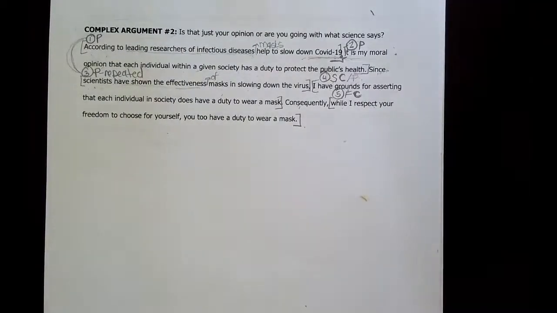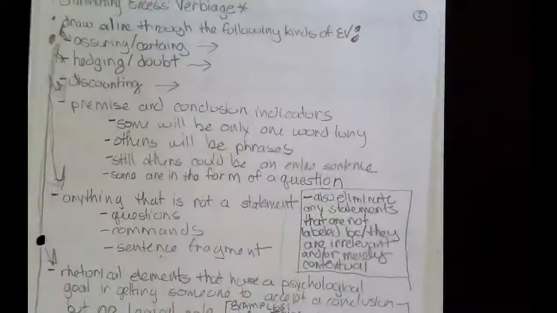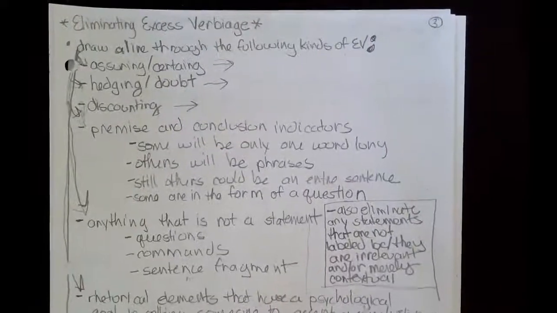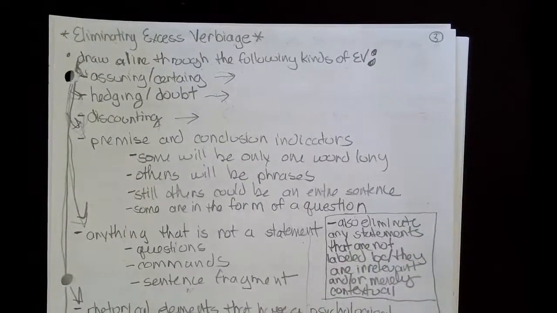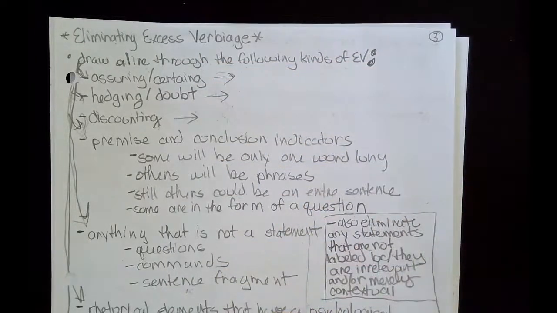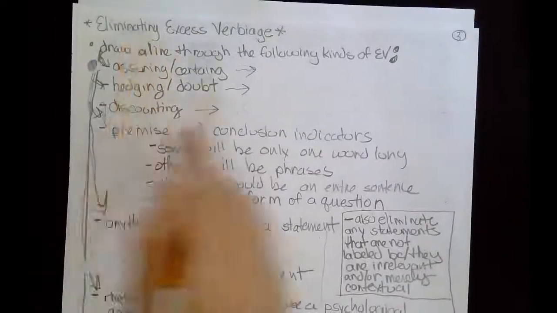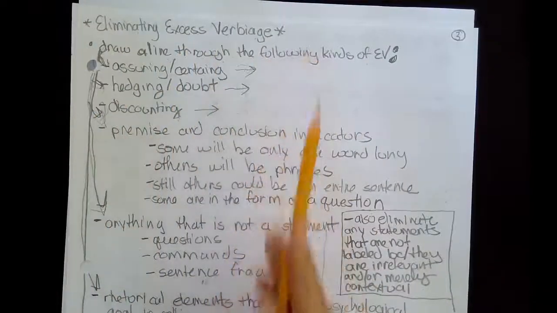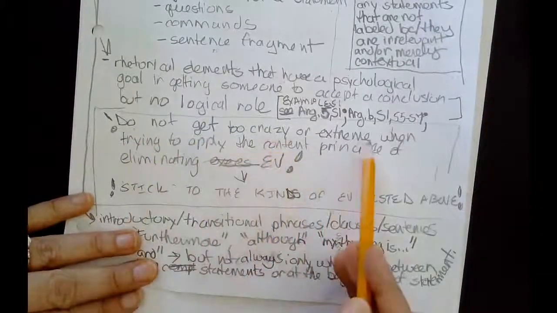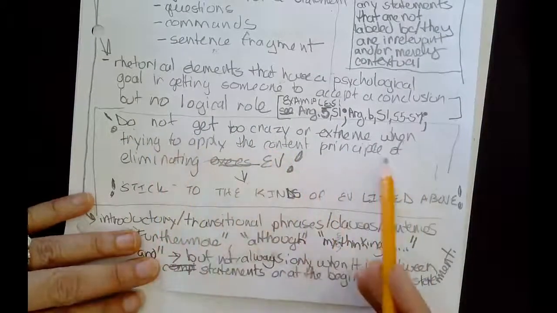Remember, you don't want to go crazy with eliminating excess verbiage. You have to go back to your notes. This is a tool. Your memory is not perfect. Your memory is faulty and it's insufficient, so you always want to go back to what you have recorded. Plus, you might be tired. You might misremember something. So remember, this page 3 is about eliminating excess verbiage. Do not get too crazy or extreme when trying to apply the content principle.